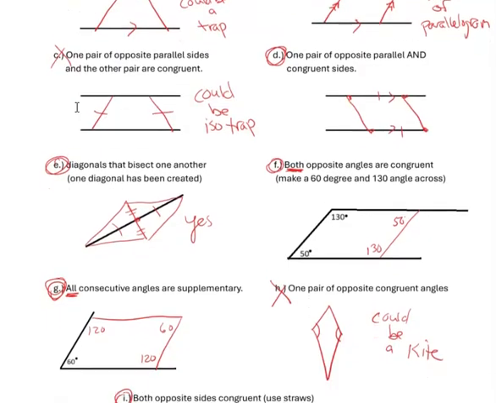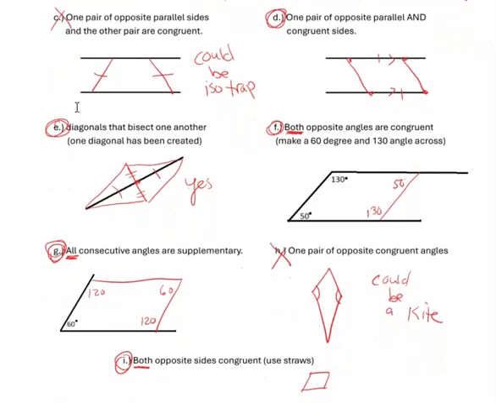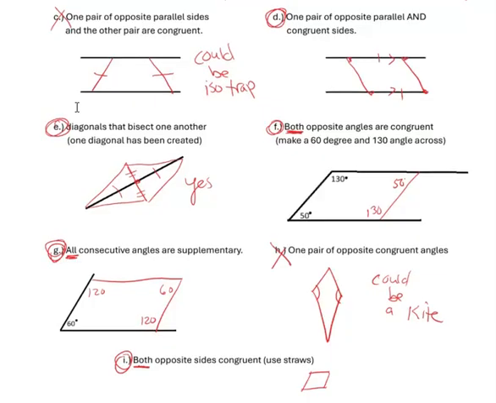The next one, diagonals bisect one another. I drew one diagonal, draw another diagonal that goes through that middle, so that the one that's already drawn goes through the new one's middle. And when you do that and connect all the rest of the pieces, you end up getting a parallelogram. So that's one of them. If diagonals bisect one another, then it's going to be a parallelogram.